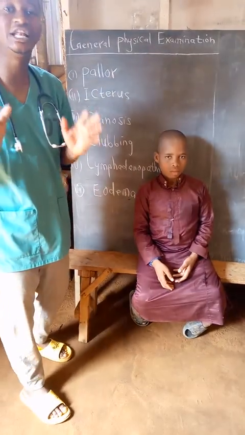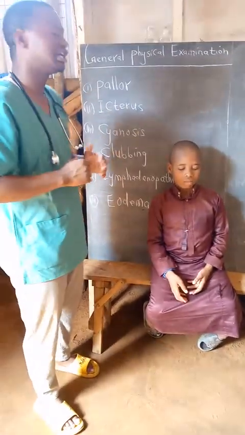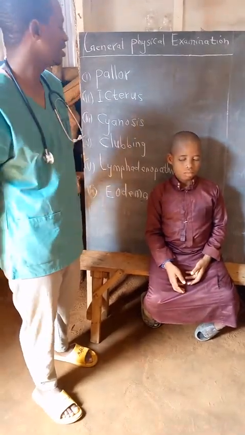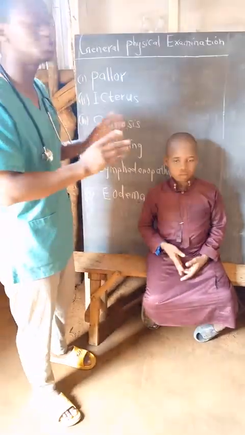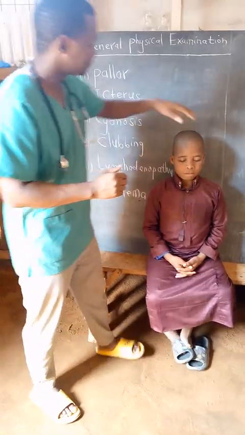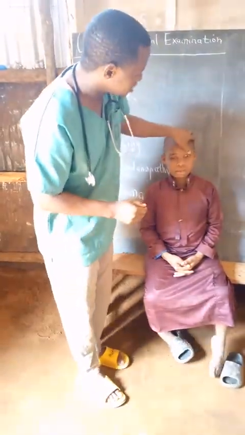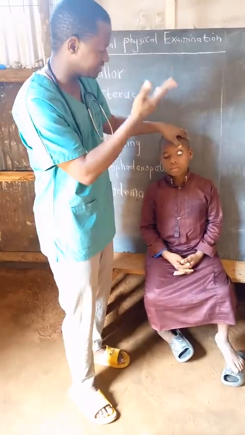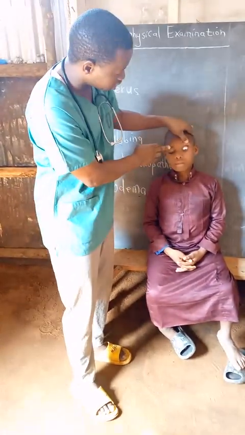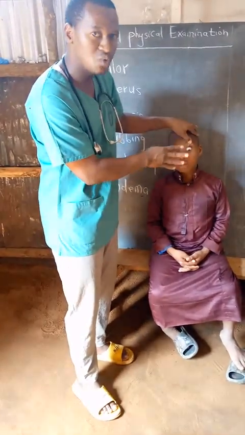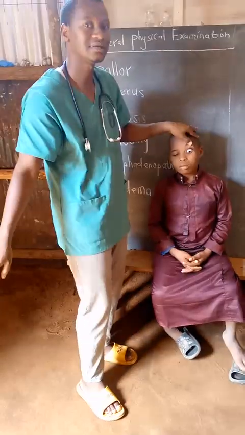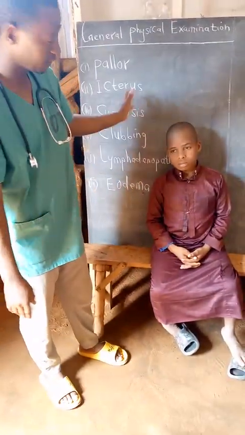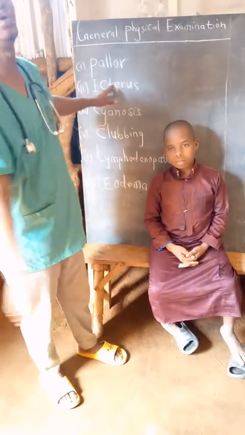Icterus is the yellow discoloration of the skin, tissue, and body fluid caused by deposition of bile pigment. How will you examine for icterus to rule out jaundice? You instruct the patient to look down and the upper eyelids are retracted upwards. Then you look for yellow discoloration of the sclera. You can also check for yellow discoloration of the skin. This is how you do it for icterus.